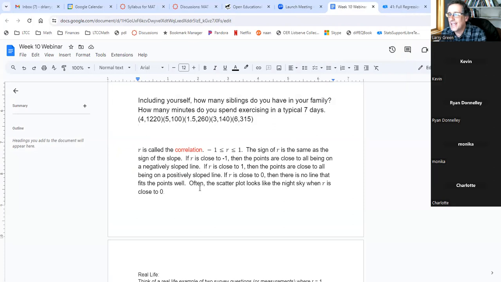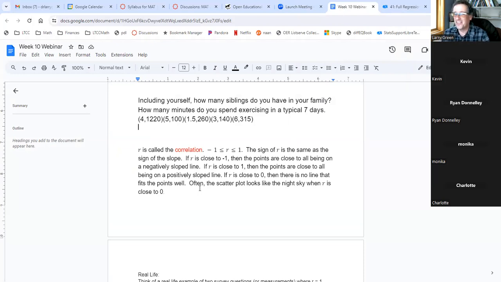I like to look at the best example. We have an example where R is close to 0, but one that you can all picture, and you've all seen it, especially if you live in Tahoe. If you live in San Francisco, you may not have seen it very much. And that is the night sky, when you can see all the stars.